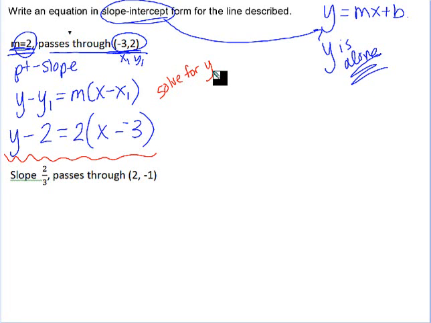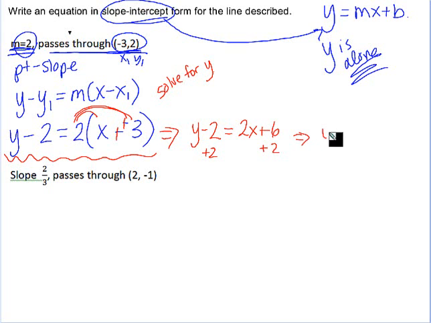So to solve for y, we are going to change the minus a negative 3 to plus a positive 3, and then we will distribute our 2 throughout. This will give us y minus 2 is equal to 2 times x is 2x, 2 times positive 3 is plus 6. Solve for y, we then add 2 to both sides, which leaves us with y equals 2x plus 8. This is now in slope-intercept form and would be the equation for a slope of 2 that passes through the point negative 3, 2.